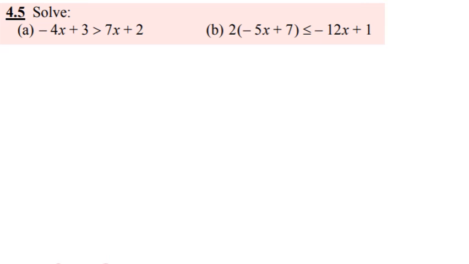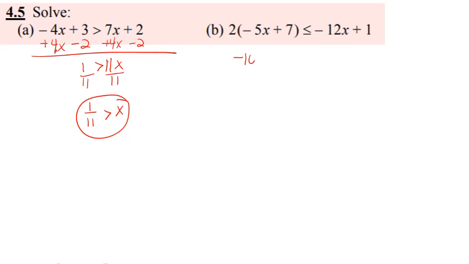Okay, try these examples on your own. I'm going to go over this. I'm going to add 4x to both sides first. I'm going to subtract 2. So this will be 1 is greater than 3x. Oh, sorry, no, it's not 3x. 1 is greater than 11x. Divide both sides by 11. I'll get 1 over 11 is greater than x.